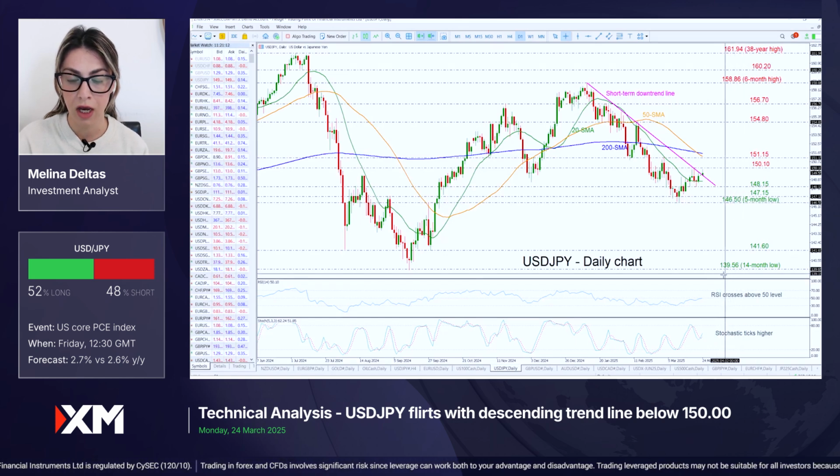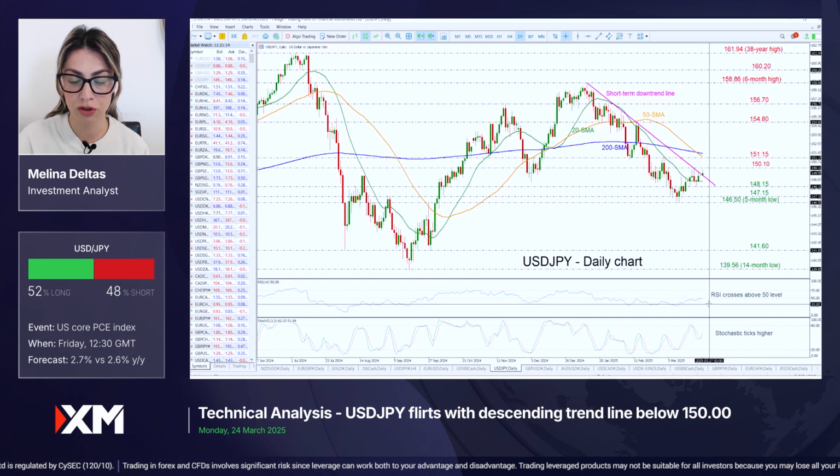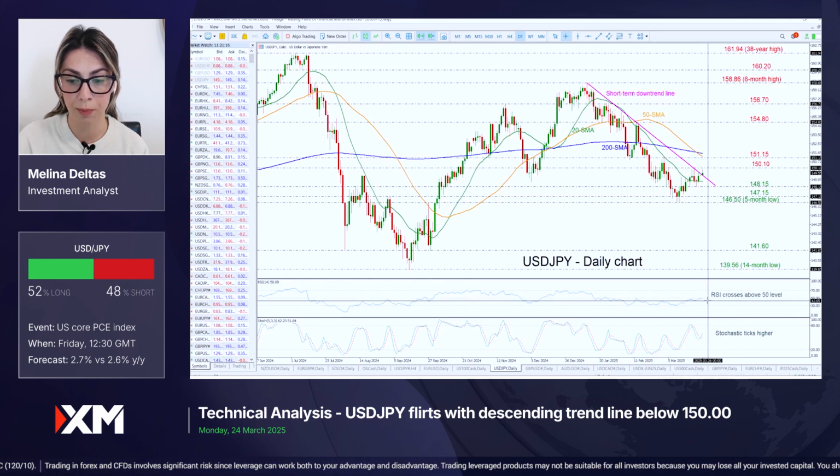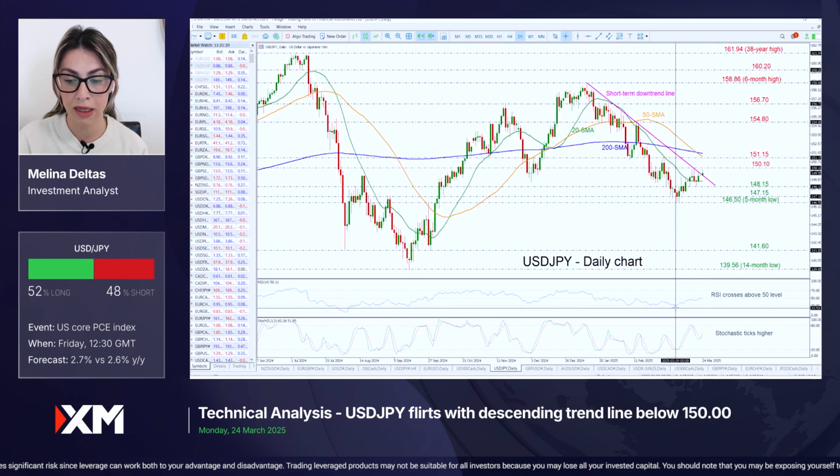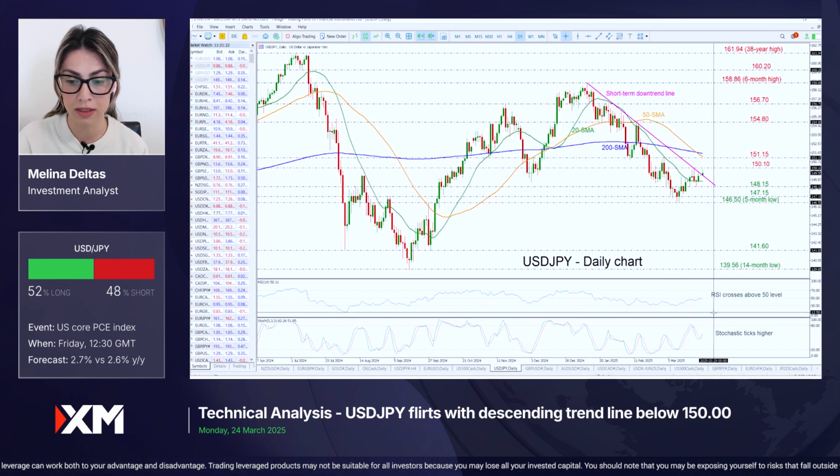146.50. Having a look at the technical oscillators, the RSI is trying to cross above the 50 level after the bounce off the oversold area in the preceding couple of weeks, while the stochastic oscillator is moving higher after the bullish crossover within its percentage K and percentage D lines.